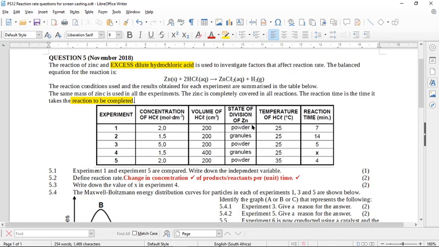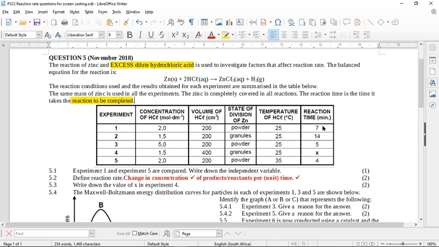Then we've got the state of division of the zinc: powder, granules, powder, granules, powder. We know that theory says that if we divide a solid up into powder, the reaction will go faster. So if you have 2 things that are identical, then the powder will go faster than the granules. Then the temperature of the acid: 25, 25, 25, 25, 35. This is the only one where we've increased the temperature of the reaction vessel.